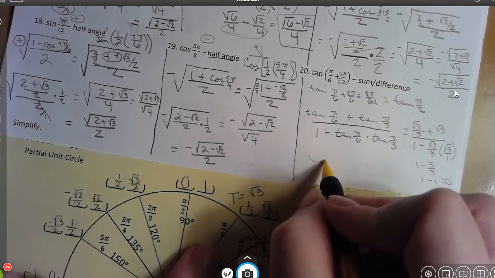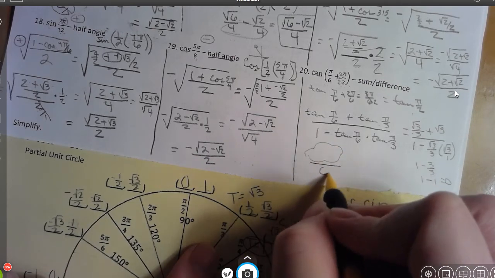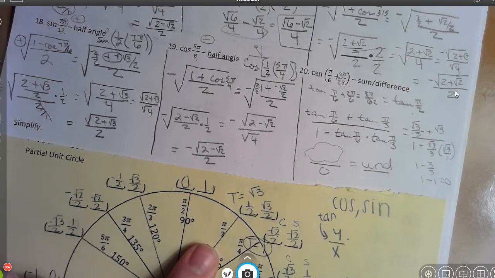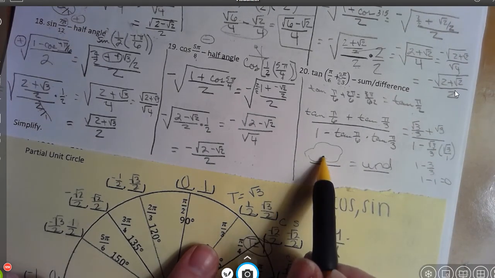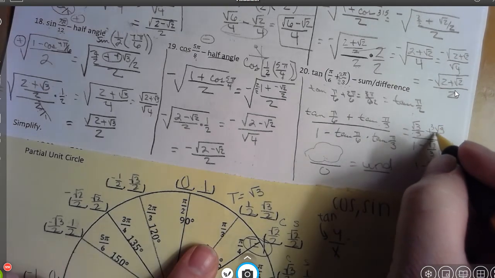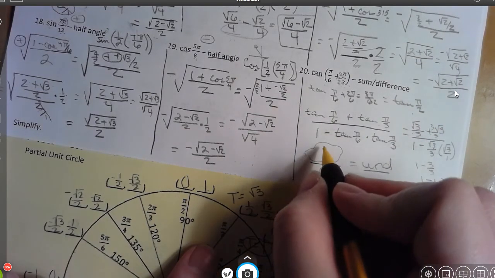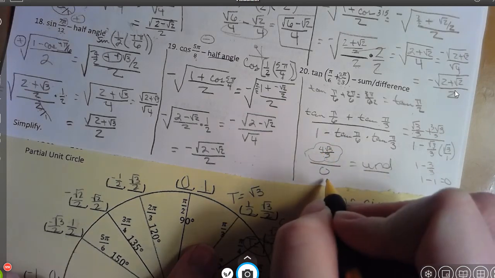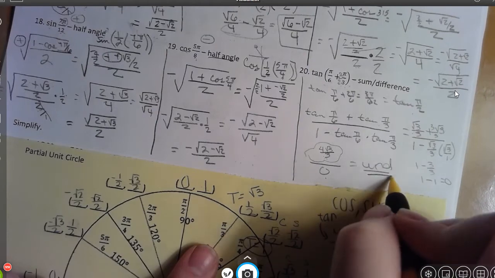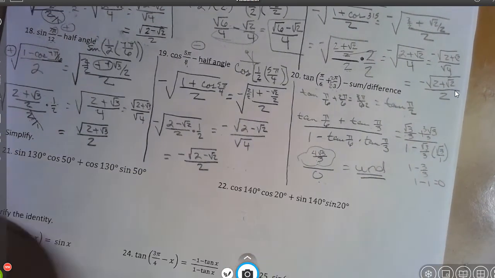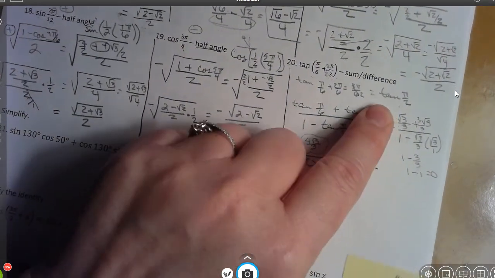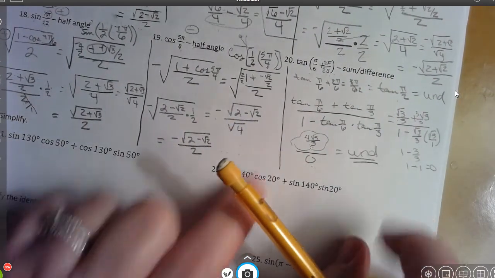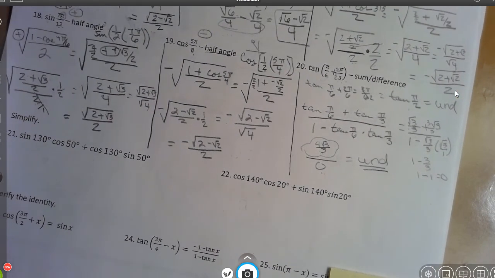So I have got something beautiful over 0, which is undefined. Or something ugly. I don't even have to know what this ugly is. Unless you just really want to know, you can make it 3 over 3. So I get 4 root 3 over 3 divided by 0. It's still undefined, guys. It doesn't matter. I'm done. So it made sense that tangent of pi over 2 is undefined, and now I showed you when we do an addition why it worked out that way.